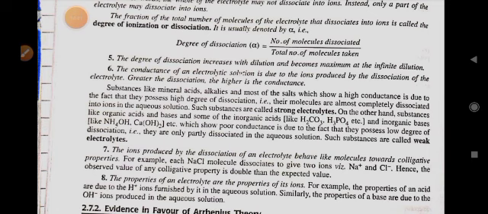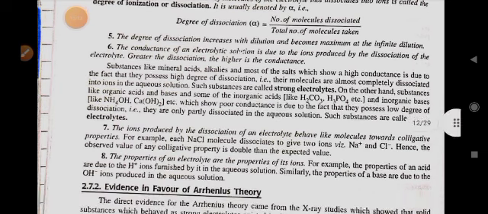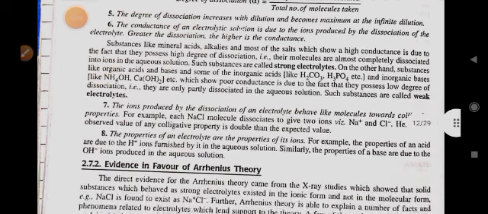Substances like mineral acids, alkalis, and most of the salts show a higher conductance due to the fact that they possess a high degree of dissociation. That is, their molecules are almost completely dissociated into ions in the aqueous solution. Such substances are called strong electrolytes. On the other hand, substances like NH4OH or Ca(OH)2, which show poor conductance, possess a low degree of dissociation. That is, they are only partially dissociated in the aqueous solution. Such substances are called weak electrolytes.